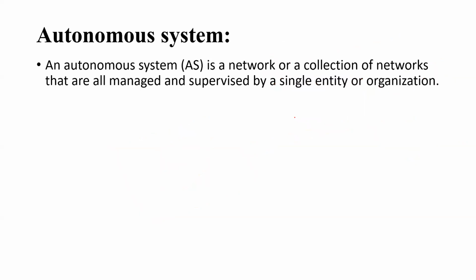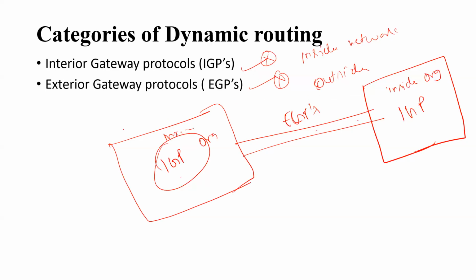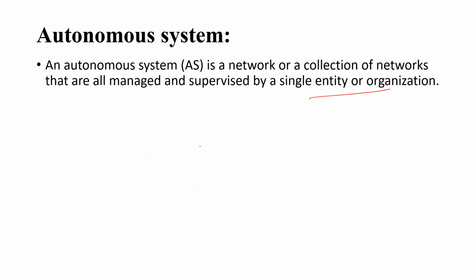Okay, so let's go further. There is one terminology called autonomous system. An autonomous system is a collection of networks that are managed under a single organization. Inside the organization we are using IGP, so inside the organization we will have autonomous systems. It is under a single entity.